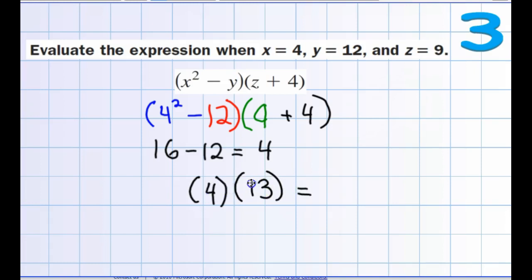So now we're done with our parentheses. We only have multiplication left. So 4 times 13. Well, 4 times 13 is 52. So our answer is 52.